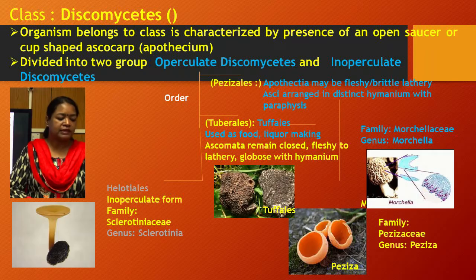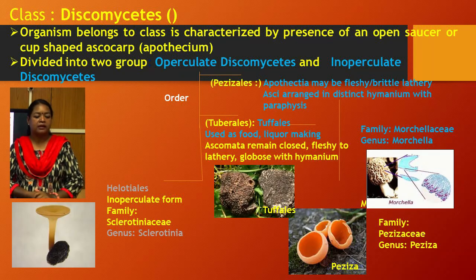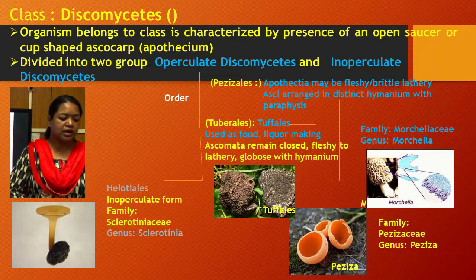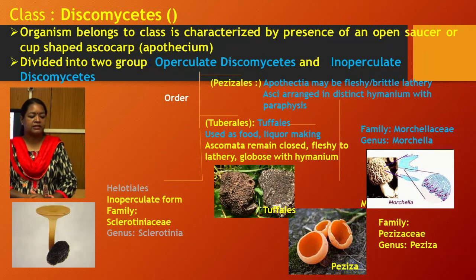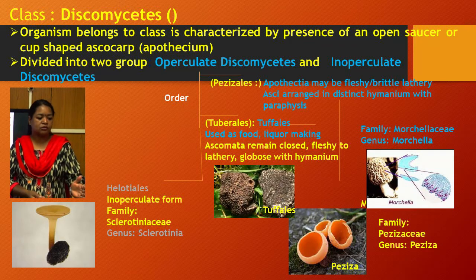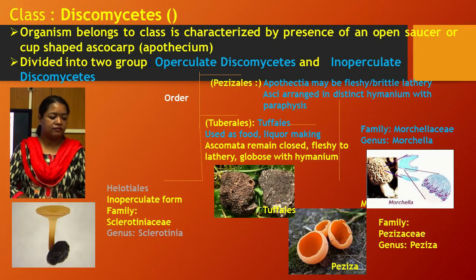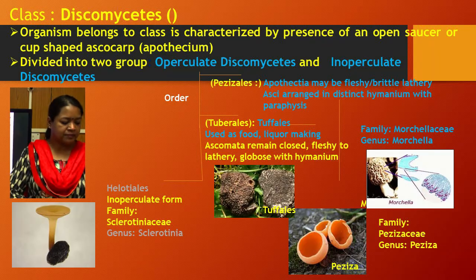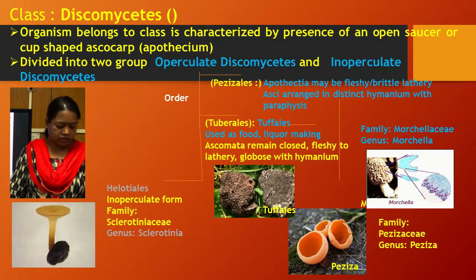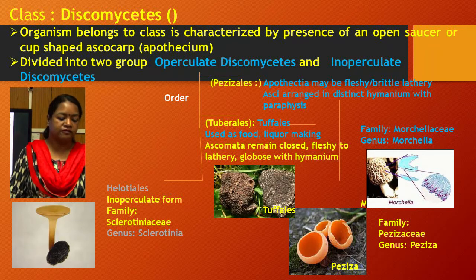The order Tuberales is commonly known as truffles and used as food and in liquor making. The ascocarp is closed, fleshy to leathery, globose with hymenium. In the inoperculate Discomycetes, one order is Helotiales, having the family Sclerotiniaceae, which contains the genus Sclerotinia sclerotiorum, which causes white rot of many vegetables.